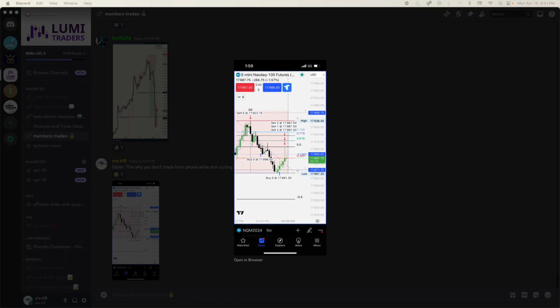So yes, I was trading from my phone while at the gym, but hey, we took a short at 922, and we bought at 898. So we shorted here at 922, short, and we bought at 898. It was a trailing stop loss, which was hit at 898.